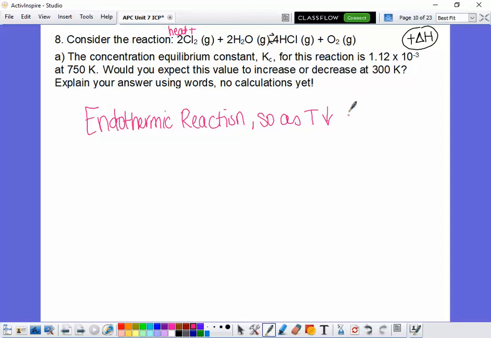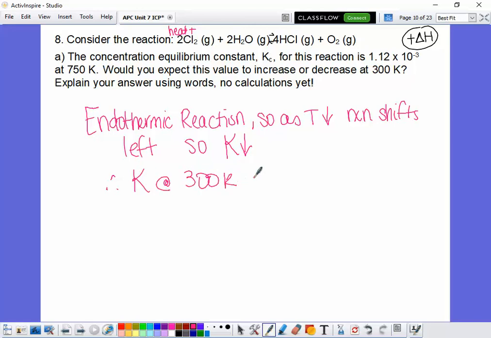So as temperature decreases, the reaction shifts left. And when the reaction shifts left as a result of a temperature change, what happens to K? So K decreases. Okay? So therefore, the K at 300 Kelvin is smaller or less than the K at 750 Kelvin. Do you understand that?